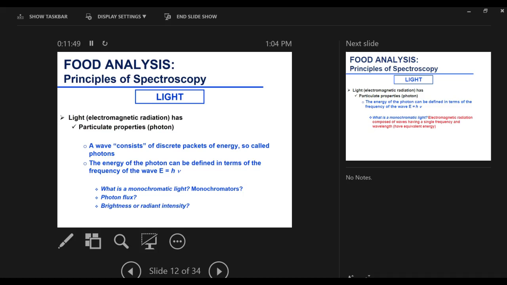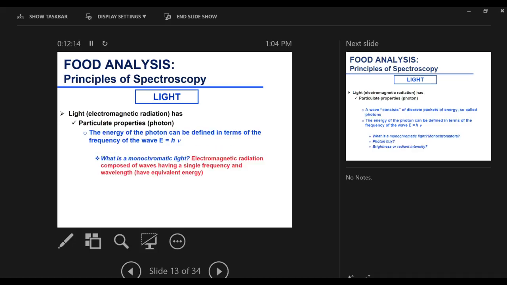Okay. Now let's talk about things that we will come across when we learn about the different spectroscopic methods. So monochromator light. What do we mean by monochromator or monochromatic light? Mono, one, singular. Okay. So it's an electromagnetic radiation composed of waves having a single frequency and one wavelength. So having one wavelength, that means they have a singular frequency. That is the monochromatic light.